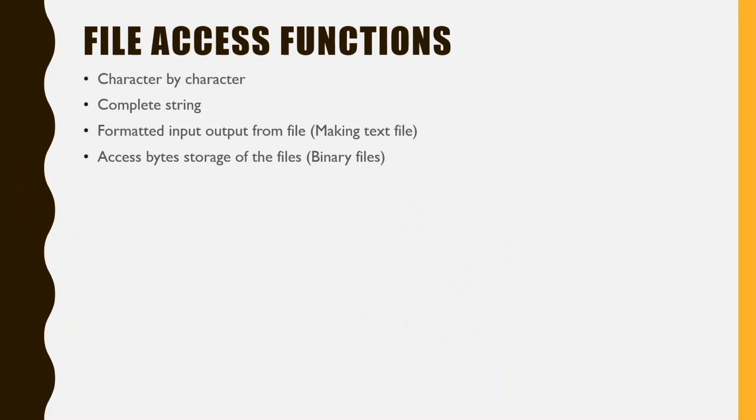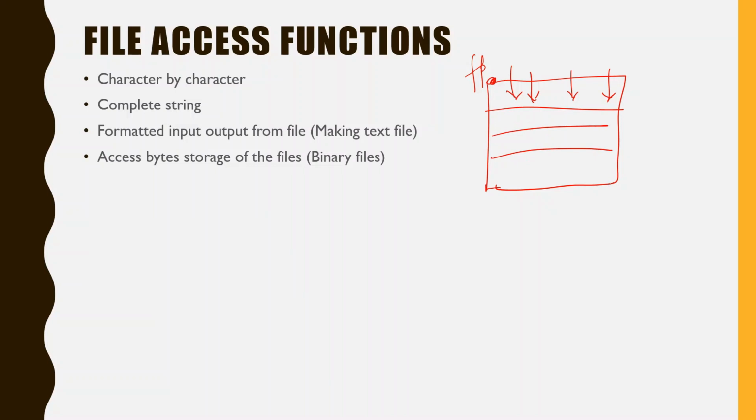Okay, so how many types of file access processes are possible? We can access the files character by character. Now we know the concept that there would be a file, it is going to have some bytes in it, and there will be a file pointer. This file pointer can move throughout the file for random access. And this file pointer can also be at the end in the append mode to add some more data in the file. Okay, so this is the concept of file pointer.